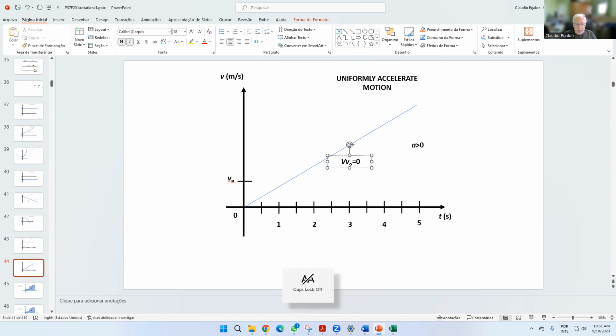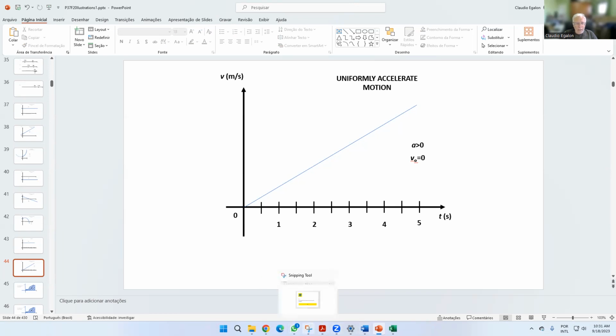They keep on changing those fonts here. Sometimes it's really annoying. Okay, V naught in this case is going to be 0. So I don't need it, because V is equal to 1 meter per second times t. So whenever you have t equal to 1 second, you're going to have a velocity V equal to 1, right?